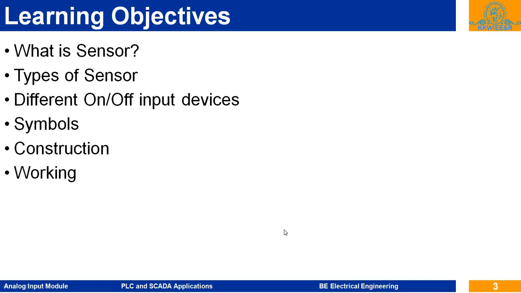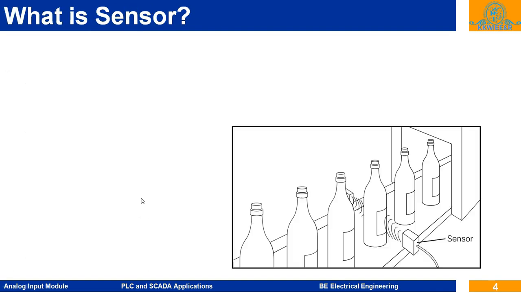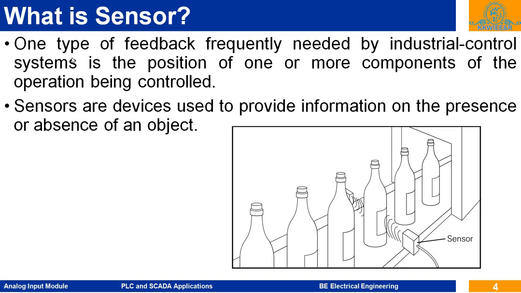Learning objective. In this lecture you will learn what a sensor is, what the different types of sensors are, then the different input devices or discrete input devices, how they are represented, the symbol, what the construction is, and how these input devices operate or work. So we'll start with what a sensor is.